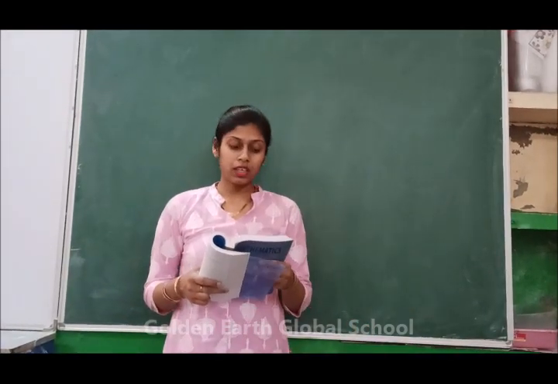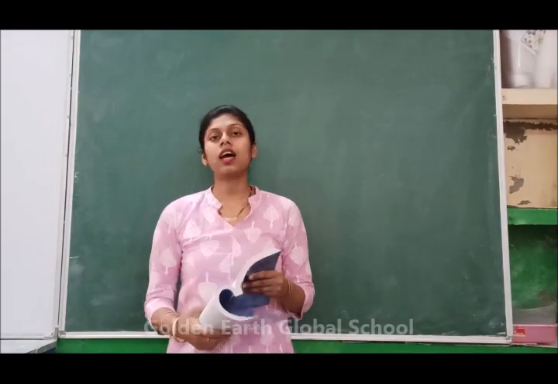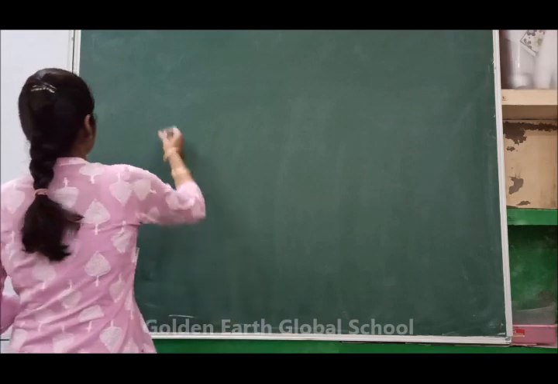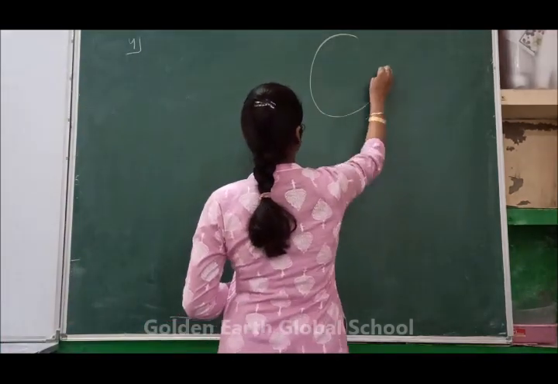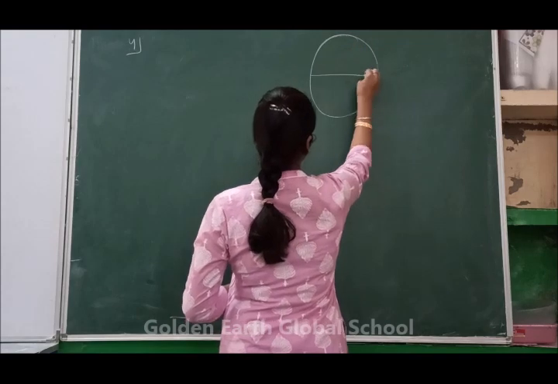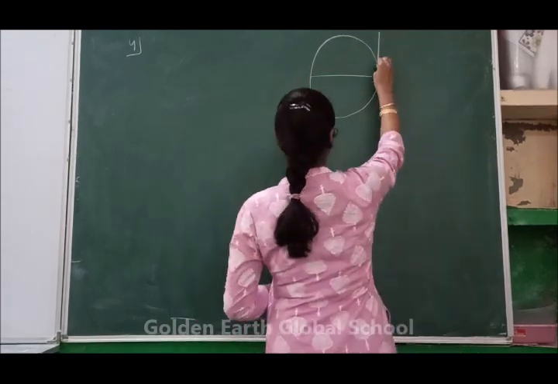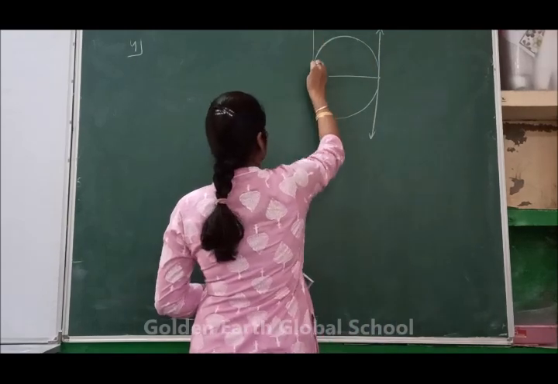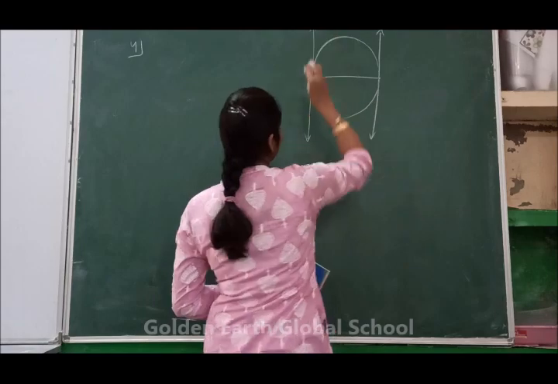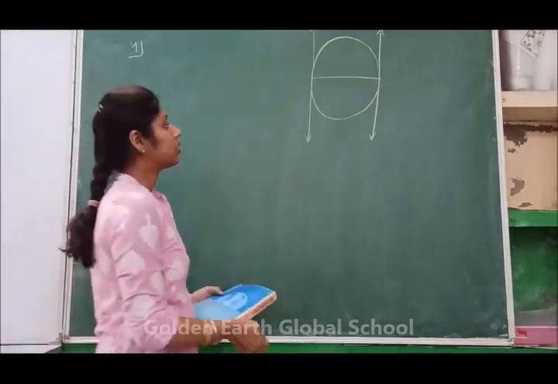Next, question number 4. Read the statement. Prove that the tangents drawn at the ends of a diameter of a circle are parallel. There is a circle, and it has a diameter. At the ends of the diameter two tangents are drawn. Now we have to prove that these both tangents are parallel to each other.